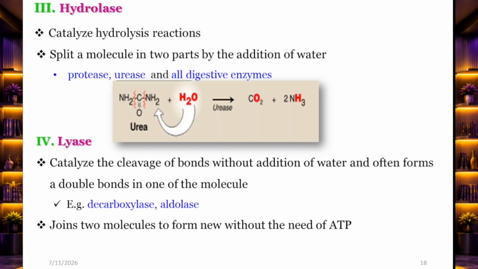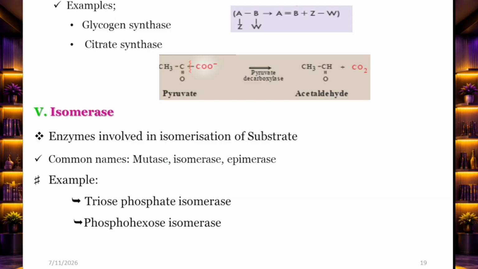The fifth class is isomerase. This enzyme is involved in isomerization of the substrate. For example, mutase, isomerase, epimerase. These are the enzymes of the fifth class of the Enzyme Commission.